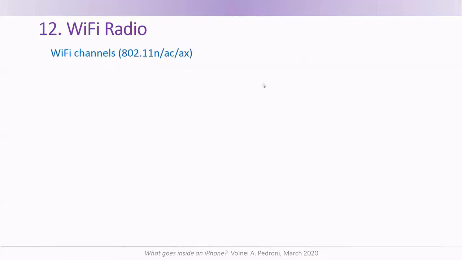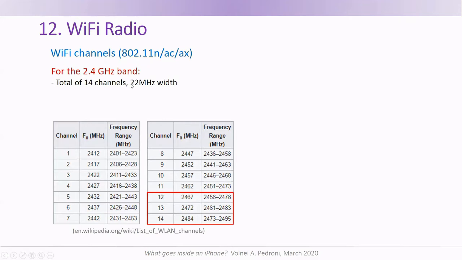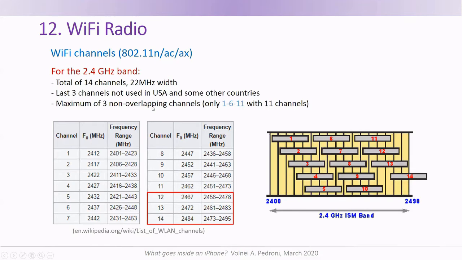We look now at the Wi-Fi channels, starting with the 2.4 gigahertz band. There are 14 channels of width 22 megahertz. Here they are, 1 to 14. The last 3 are not used in the US and some other countries. And the maximum number of non-overlapping channels is 3. So you can see this in this figure.